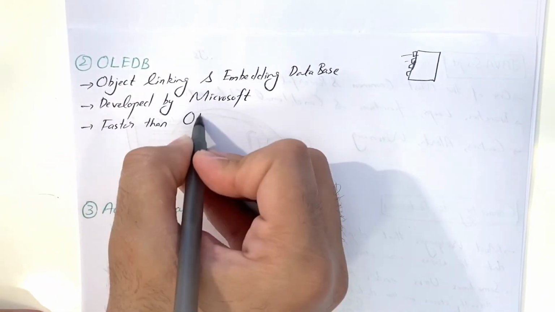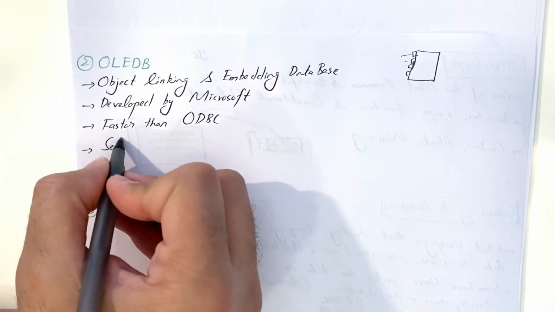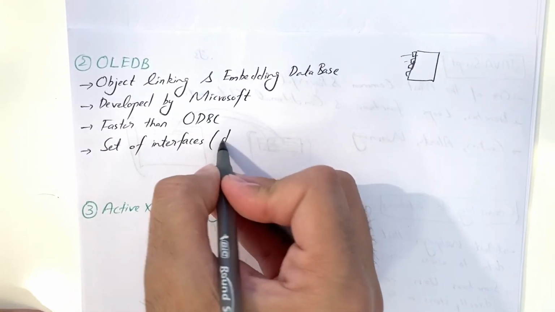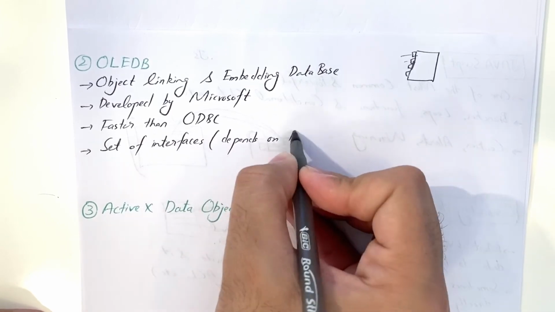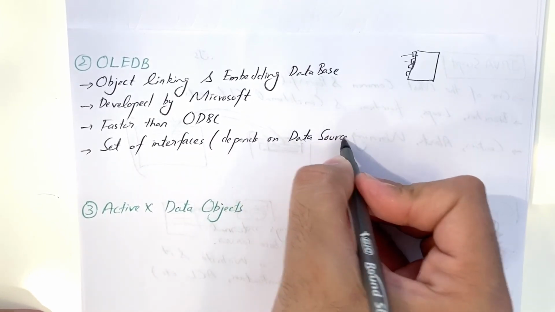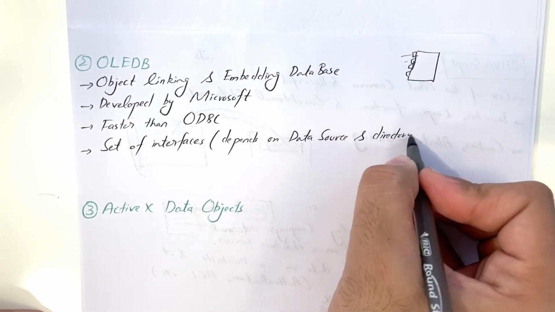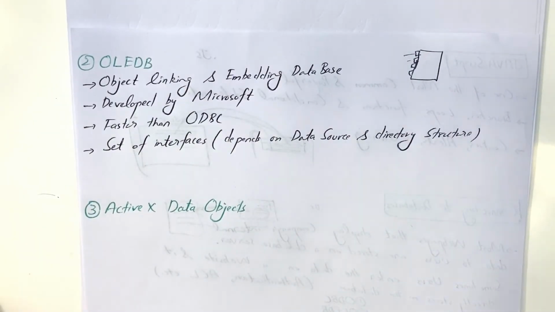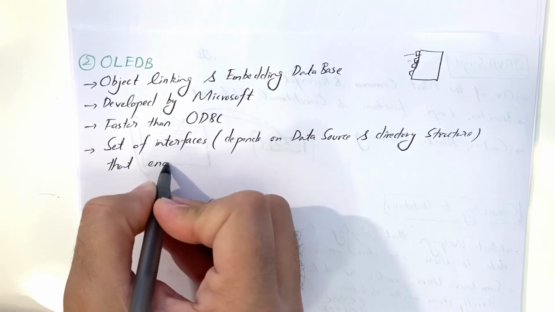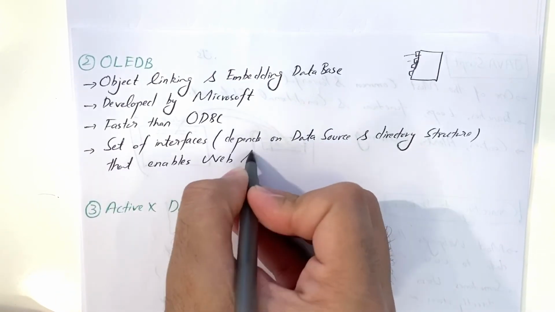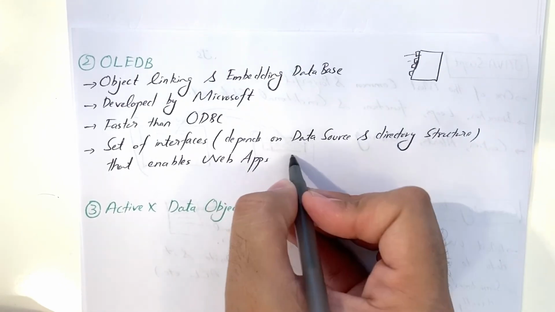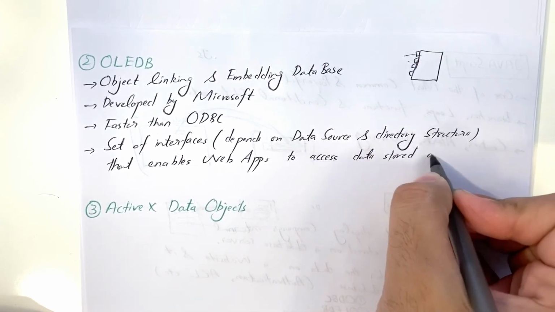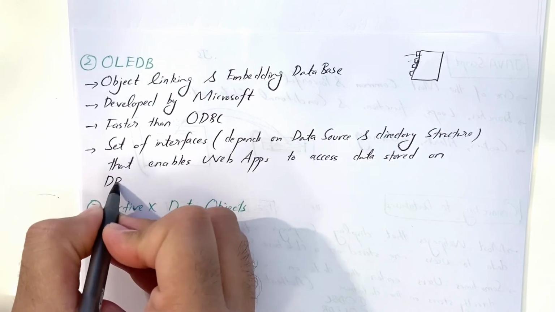So Microsoft has developed this particular technology faster than ODBC, and basically it offers a set of interfaces, and again it depends on data source and directory structure. You can actually link it with the database. So it's a set of interfaces that enables web application to access data stored on database management system.